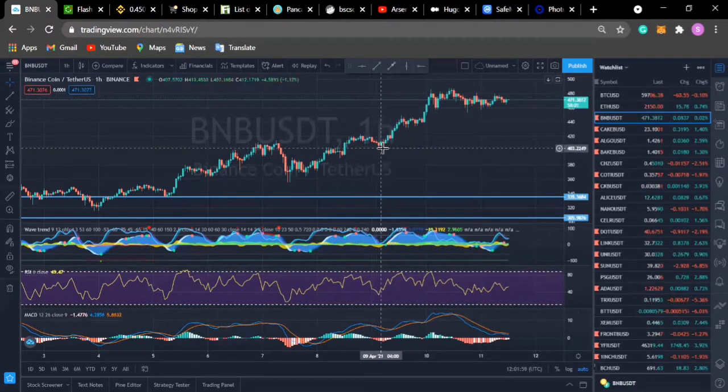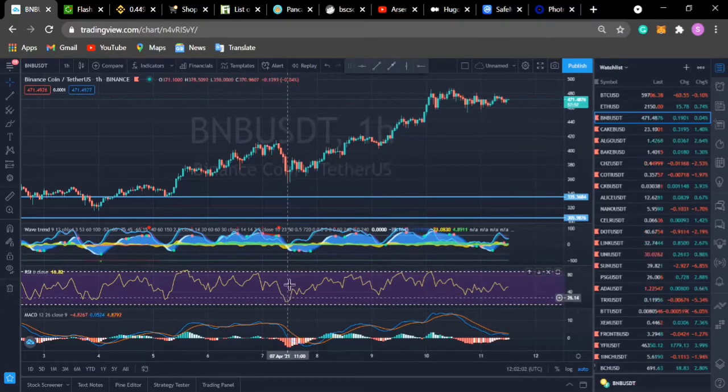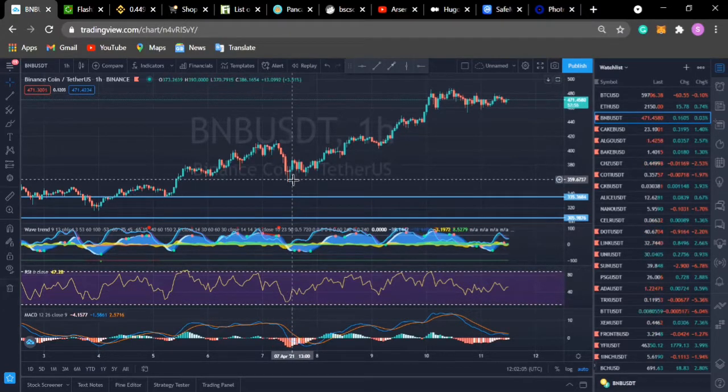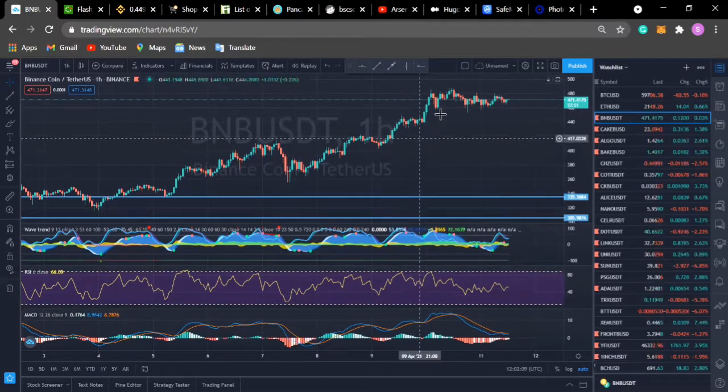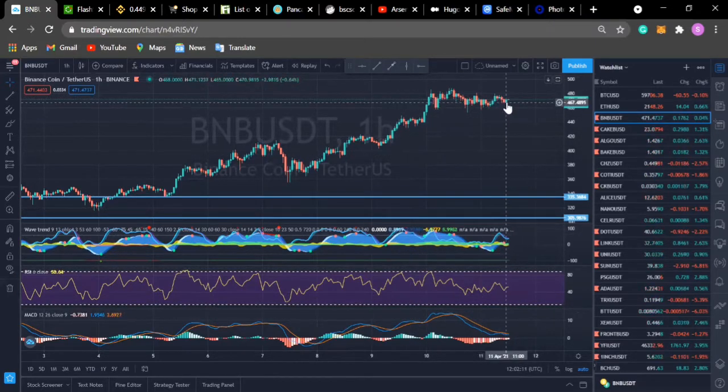It shows you it's a bullish market. Look at this level here compared to this level. Look at it. So whenever RSI drops and the price is still at the top, it shows you it's still a bullish trend.